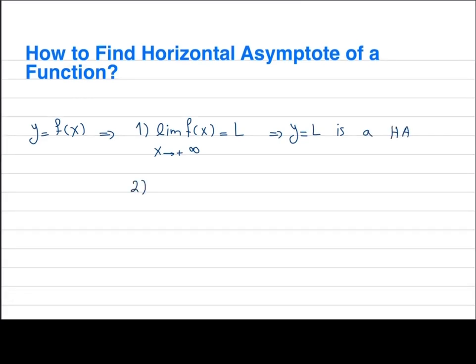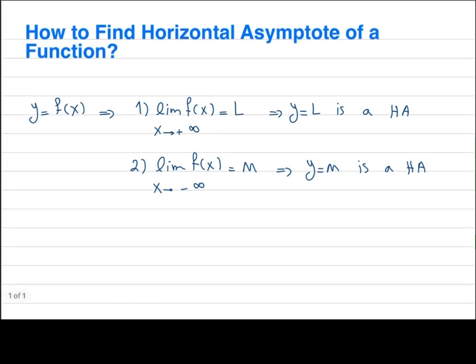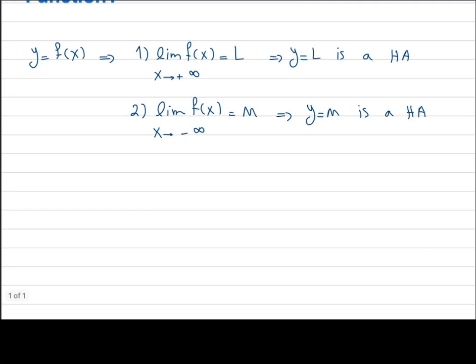The second limit you have to evaluate is the limit of f of x as x approaches negative infinity. And if you find another number like m, then you say y equals m is another horizontal asymptote. So in that case, f of x has two horizontal asymptotes. Based on this definition, a function can have a maximum of two horizontal asymptotes. Let's look at one example here.